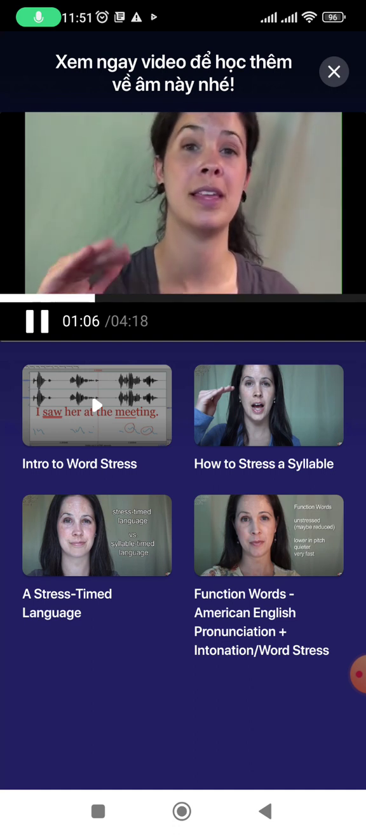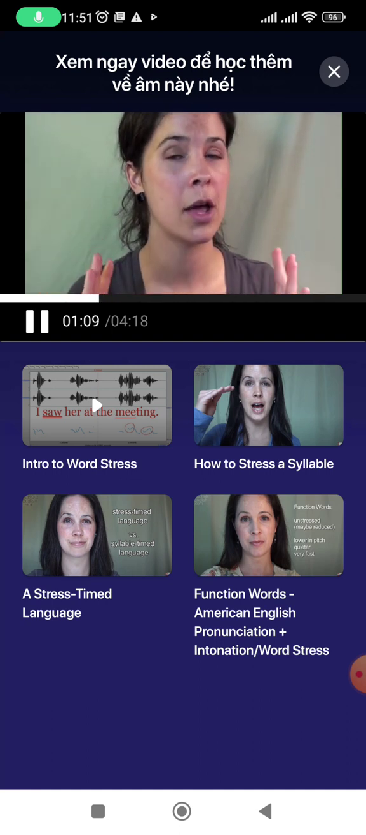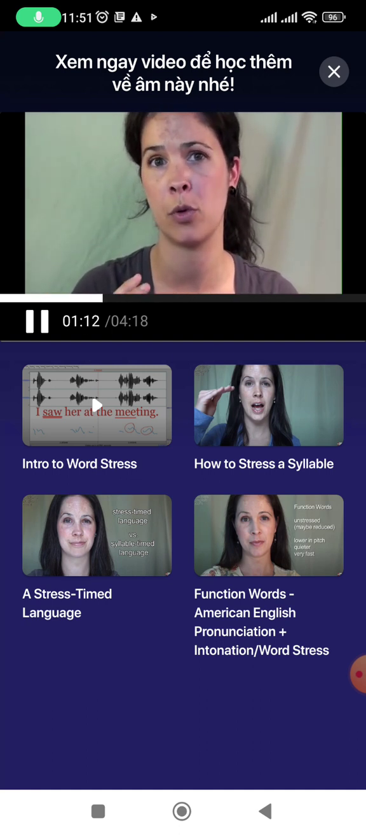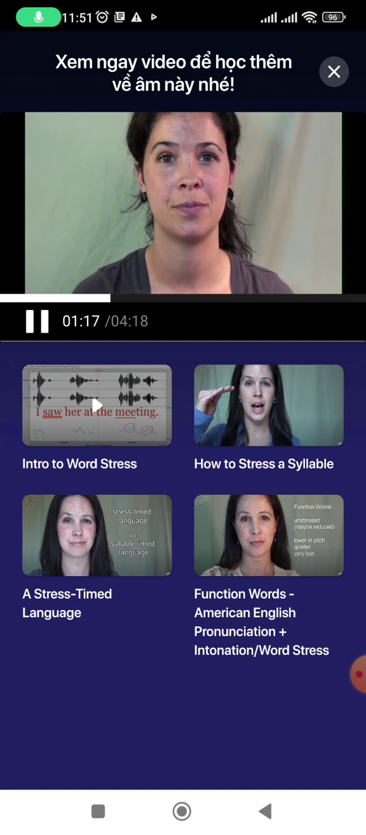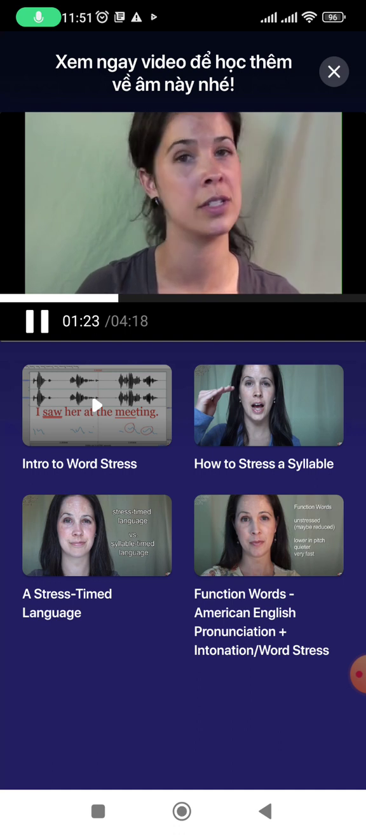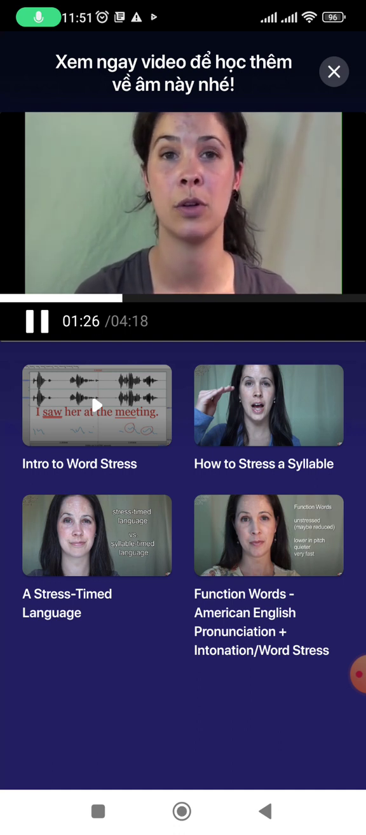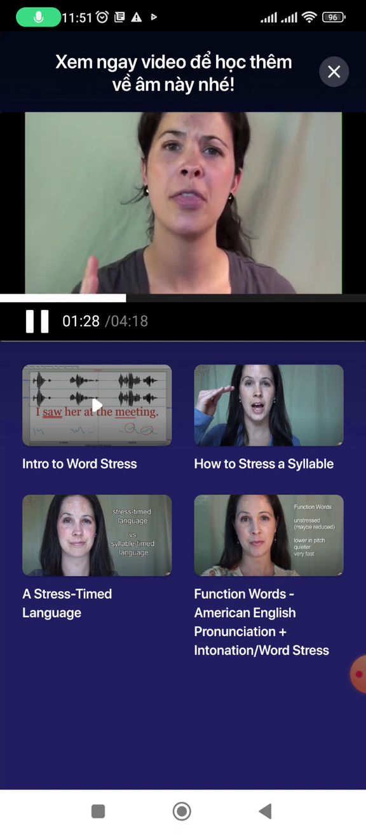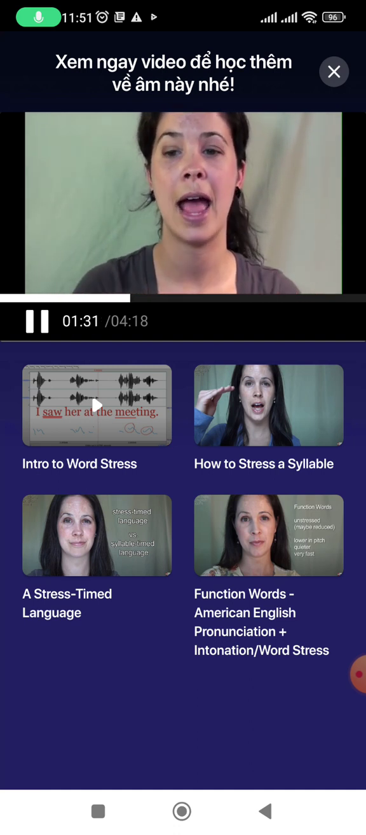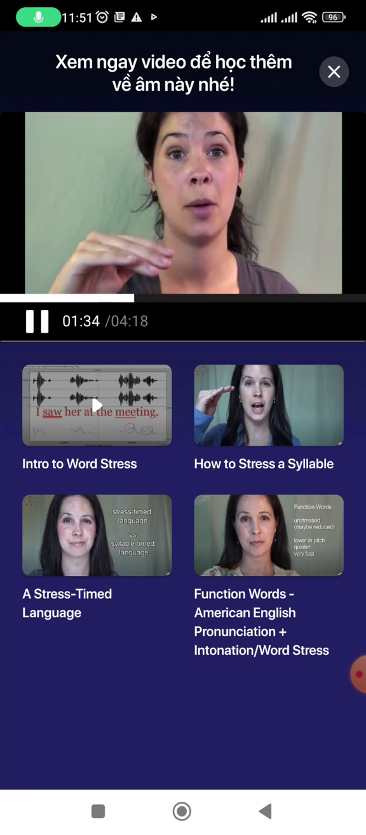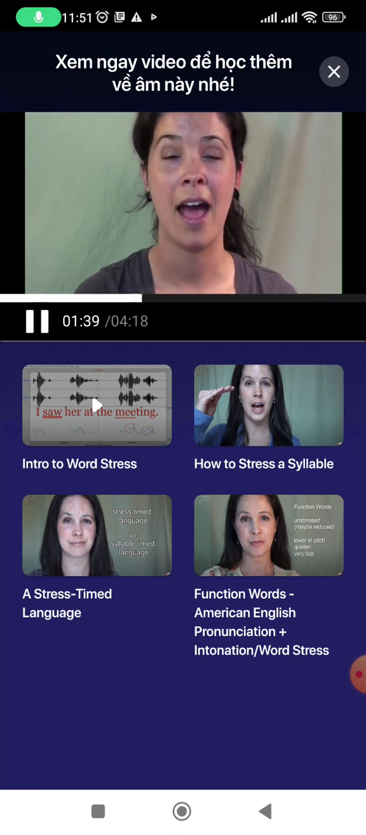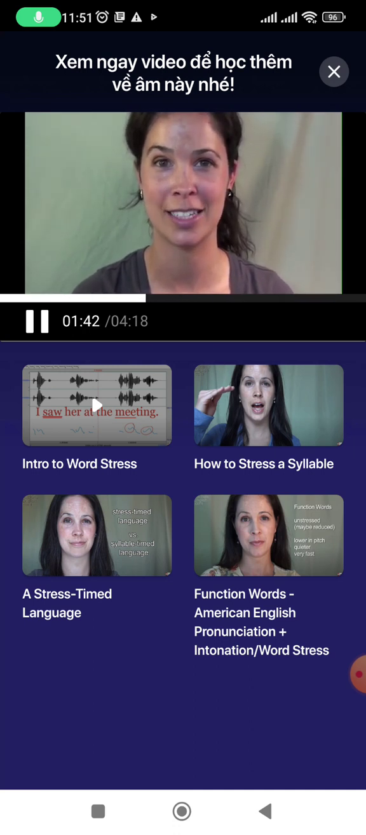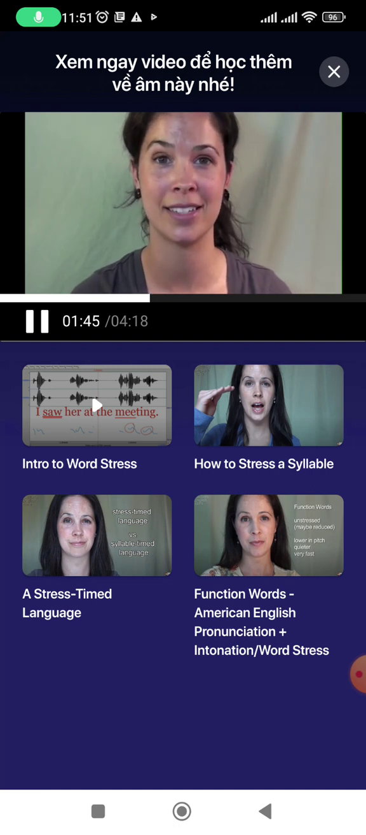So the primary stress would be the highest in pitch and perhaps the longest, but there might also be another syllable that is important, that is brought out somewhat. For example, the word embarrassment. So here it is the last two syllables that are not stressed, and it is the second syllable that is stressed. But the first syllable is also somewhat important and higher in pitch than the last two. So the first syllable there has a secondary stress, and the second syllable has the primary stress. The last two syllables are unstressed.